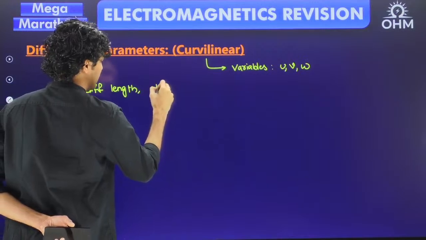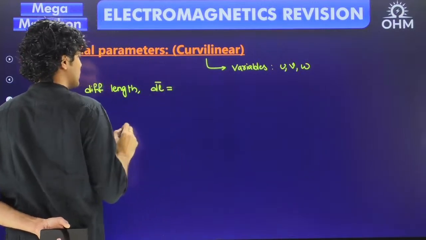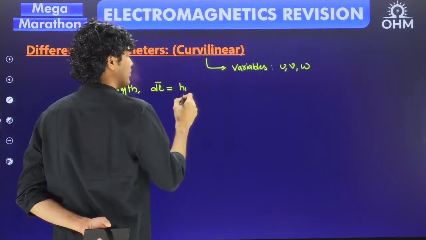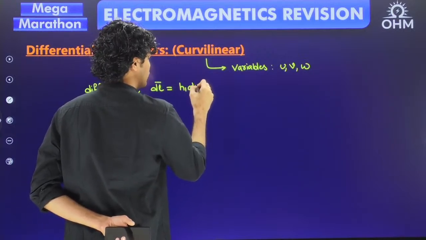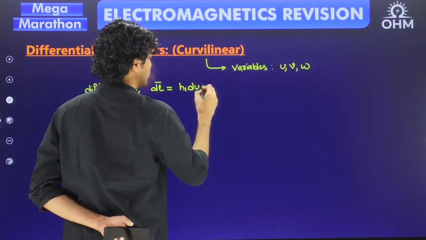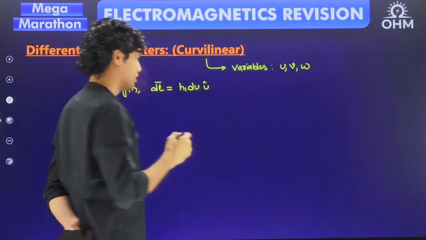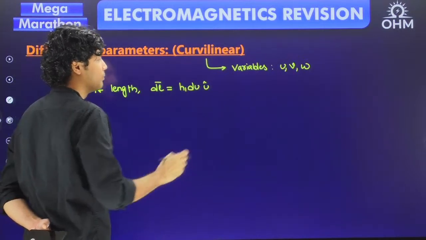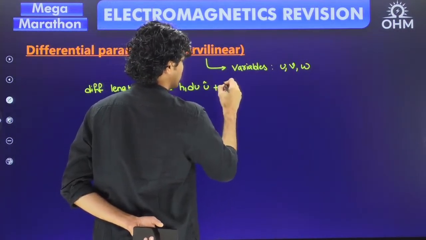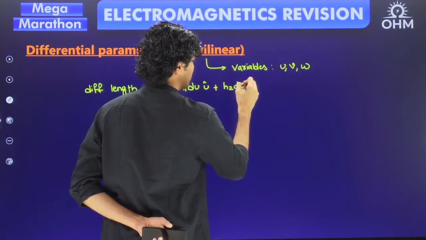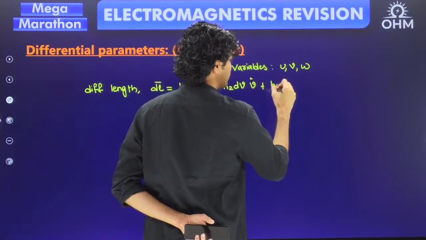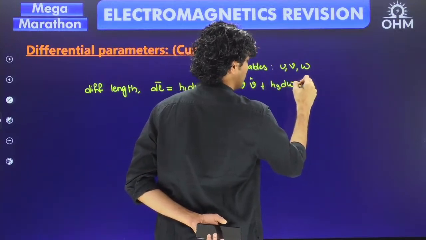given by dl bar. In curvilinear coordinate system, this is given by h1, which is a constant or a scale factor, times du. du is a change of the first variable u along u cap direction, along the direction of u. So the differential length is nothing but h1 times du, and along v direction the length is h2 times dv, v cap, and along w direction it is h3 times dw, w cap.